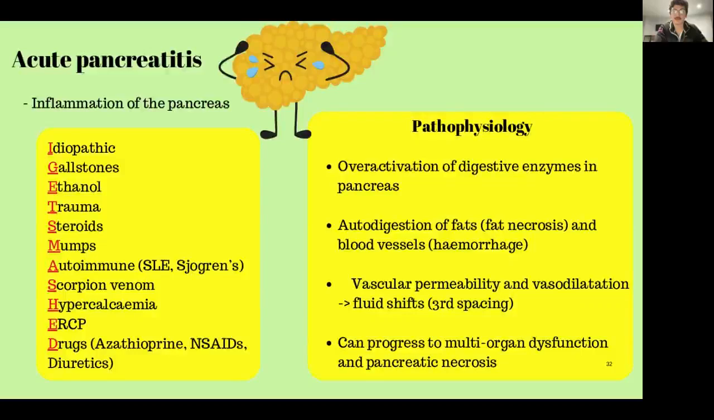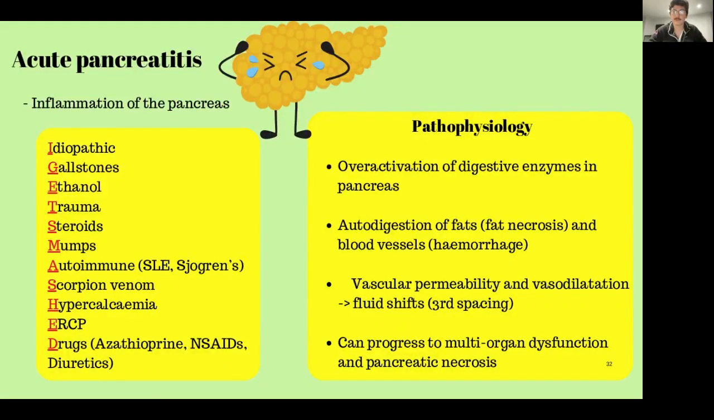How does the pathophysiology work? So you get overactivation of the pancreatic digestive enzymes, particularly thinking about trypsin. So you get pepsin from the stomach and trypsin from the pancreas. That leads to autodigestion. So as well as trypsin, you get the lipase, which causes fat necrosis. You get proteases, so trypsin's a protease, isn't it? Can digest blood vessels, leading to hemorrhage.